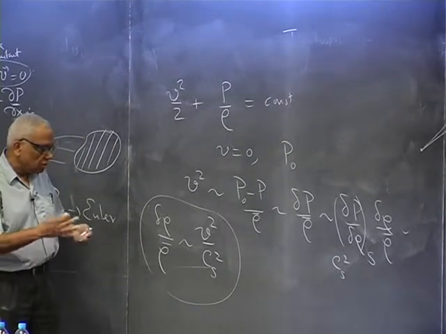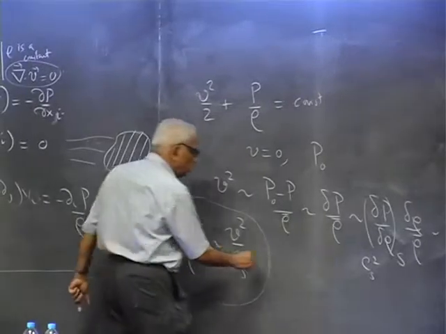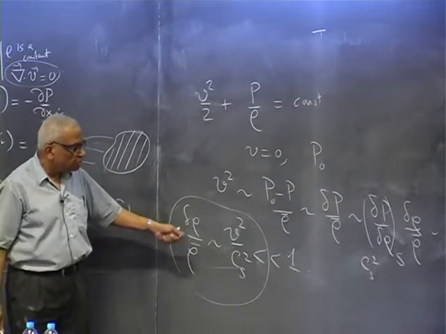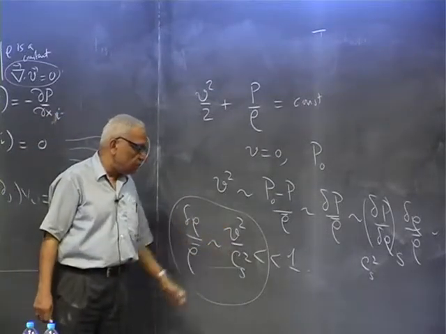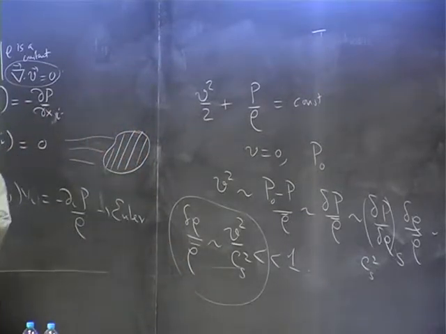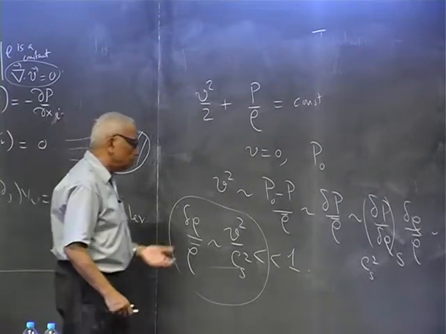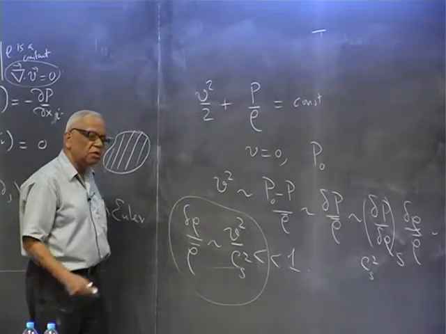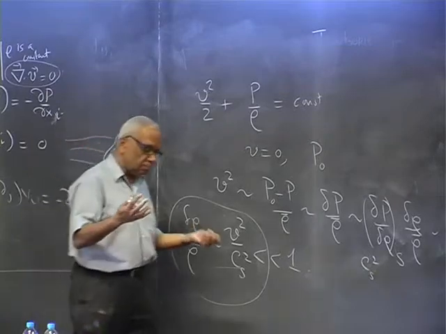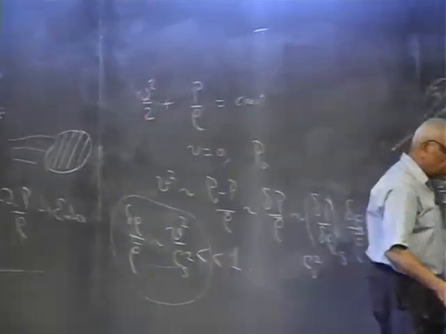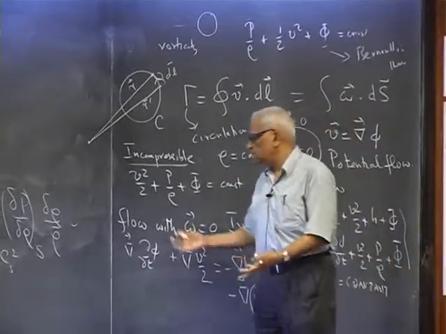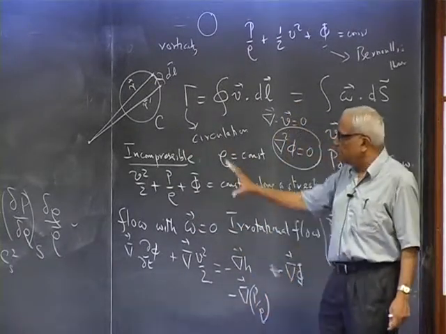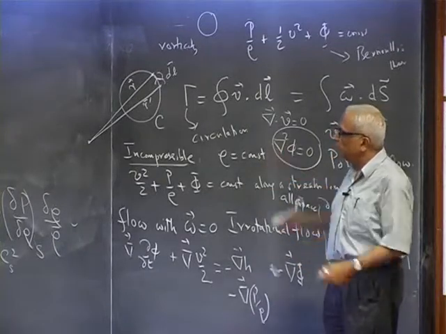A fluid can be considered incompressible when the fluctuation in density above the mean is much smaller than 1, and this would be much smaller than 1 so long as v² over c² is much smaller than 1. So flows which take place at velocities much, much smaller than the sound speed can be considered more or less incompressible flows. So incompressible flows are not such a bad idea. Low velocity flows, meaning small velocity compared to the velocity of sound, qualify as more or less incompressible flow.